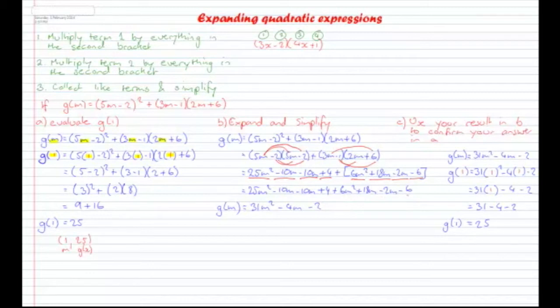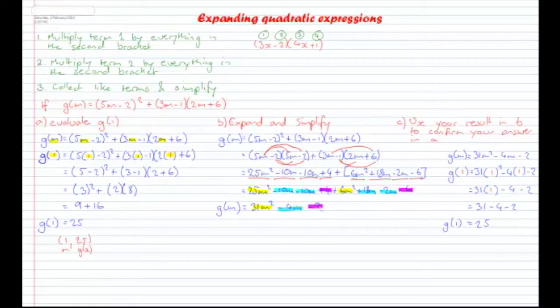Let's go through now and collect like terms. So you've got 25m squared plus 6m squared gets us 31m squared. Negative 10m minus 10m gets us negative 20m. Plus 18m gets us negative 2m. Minus 2m gets us negative 4m. And of course, positive 4 minus 6 gets us negative 2. So we know g of m is equal to 31m squared minus 4m minus 2.